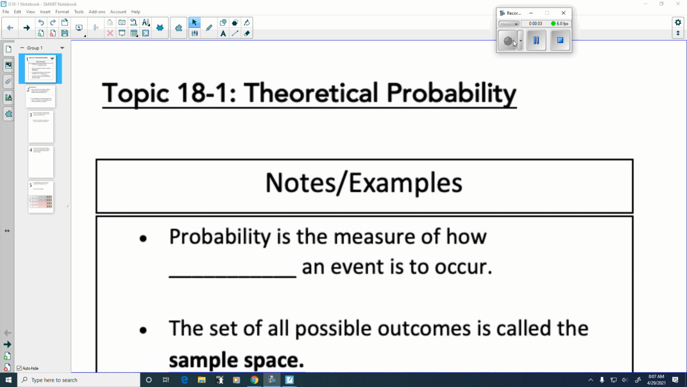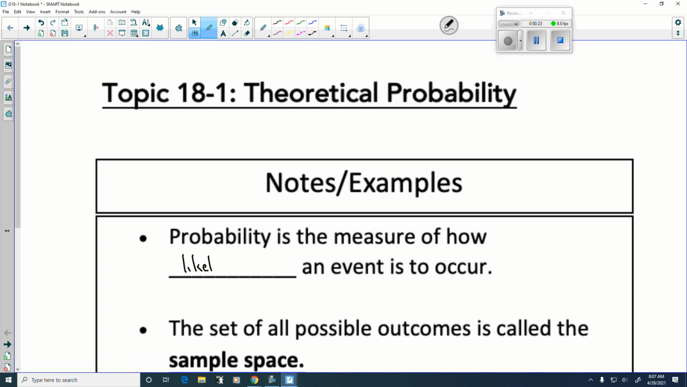Good morning. Let's go ahead and look at Unit 18. This is a unit on probability. And so topic 18.1 is talking about theoretical probability, the probability in theory. So first of all, probability is the measure of how likely an event is to occur, how reasonable it is, how much chance you think there is that this is going to occur.